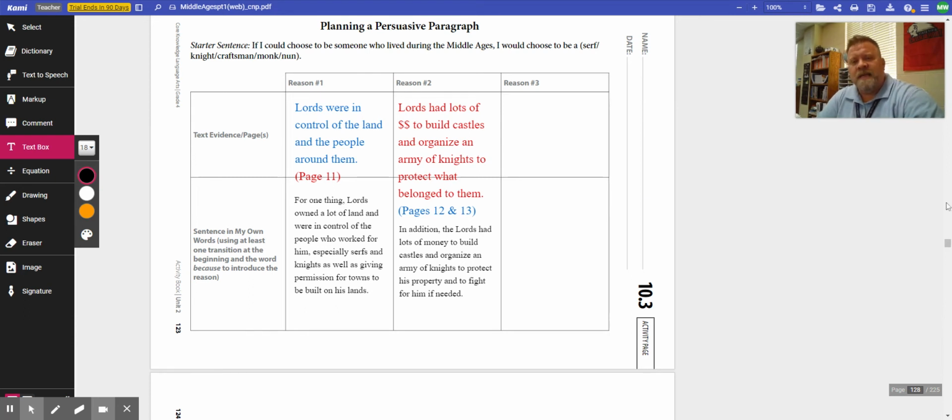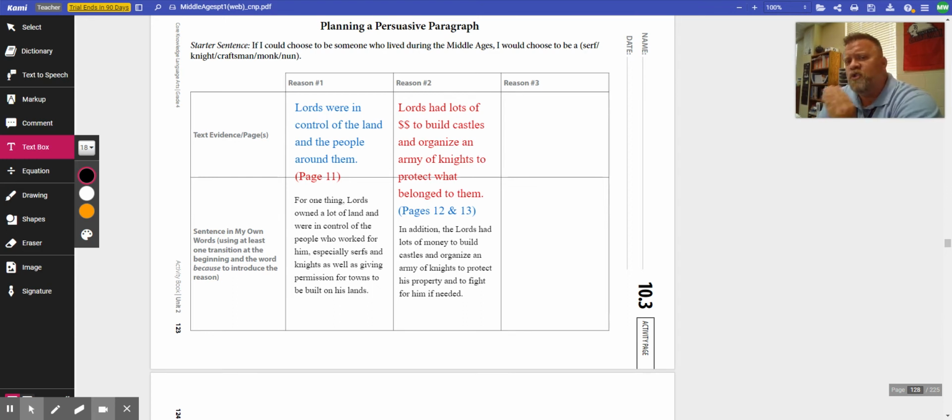Notice how that all ties back in to my 2 pros that I had in 8.1. And I put them, the text version, here on this graphic organizer, 10.3, lords in control of the land and the people around them. You can find that on page 11. And then on pages 12 and 13, it talked about their money, building castles, and organizing an army of knights. So those are the 2 reasons that I'm going to use to support my opinion that lords were better. I would have rather been a lord during the Middle Ages.